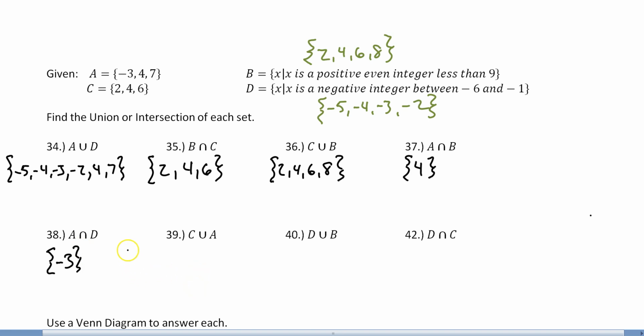C and A, when I do the union of C and A, I just list all of their stuff. So -3, 2, 4, 6, and 7. I just list everything that I see in those two sets.